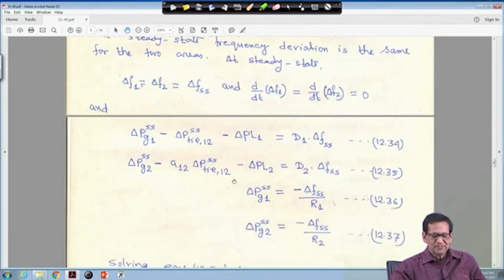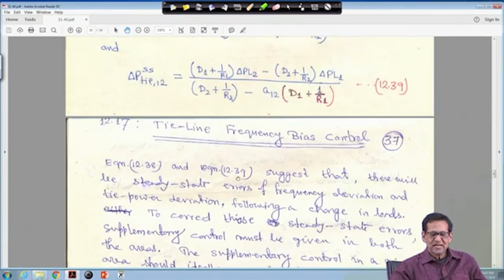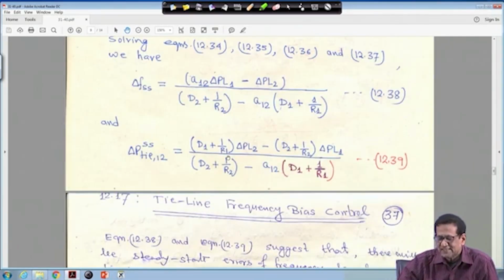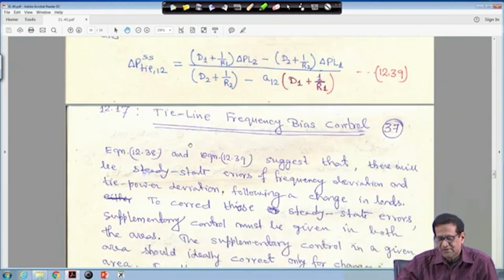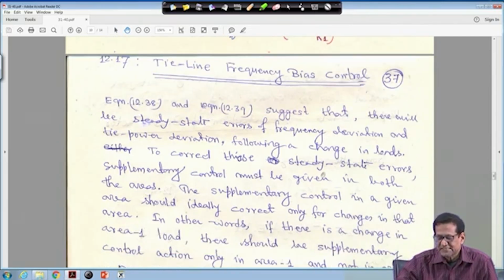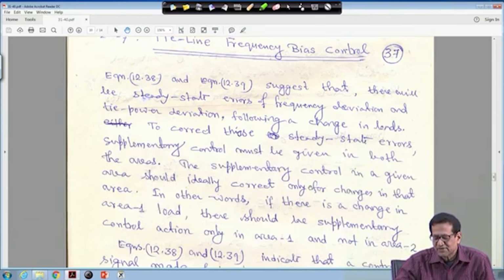We will go now to the area control error, that is, tie line frequency bias control. Equations 38 and 39, the steady state error of frequency and tie power deviations, suggest that there will be a steady state error of frequency deviation and tie power deviation following a change in loads. To correct those steady state errors, supplementary control must be given in both the areas. The supplementary control in a given area should ideally correct only for changes in that area.